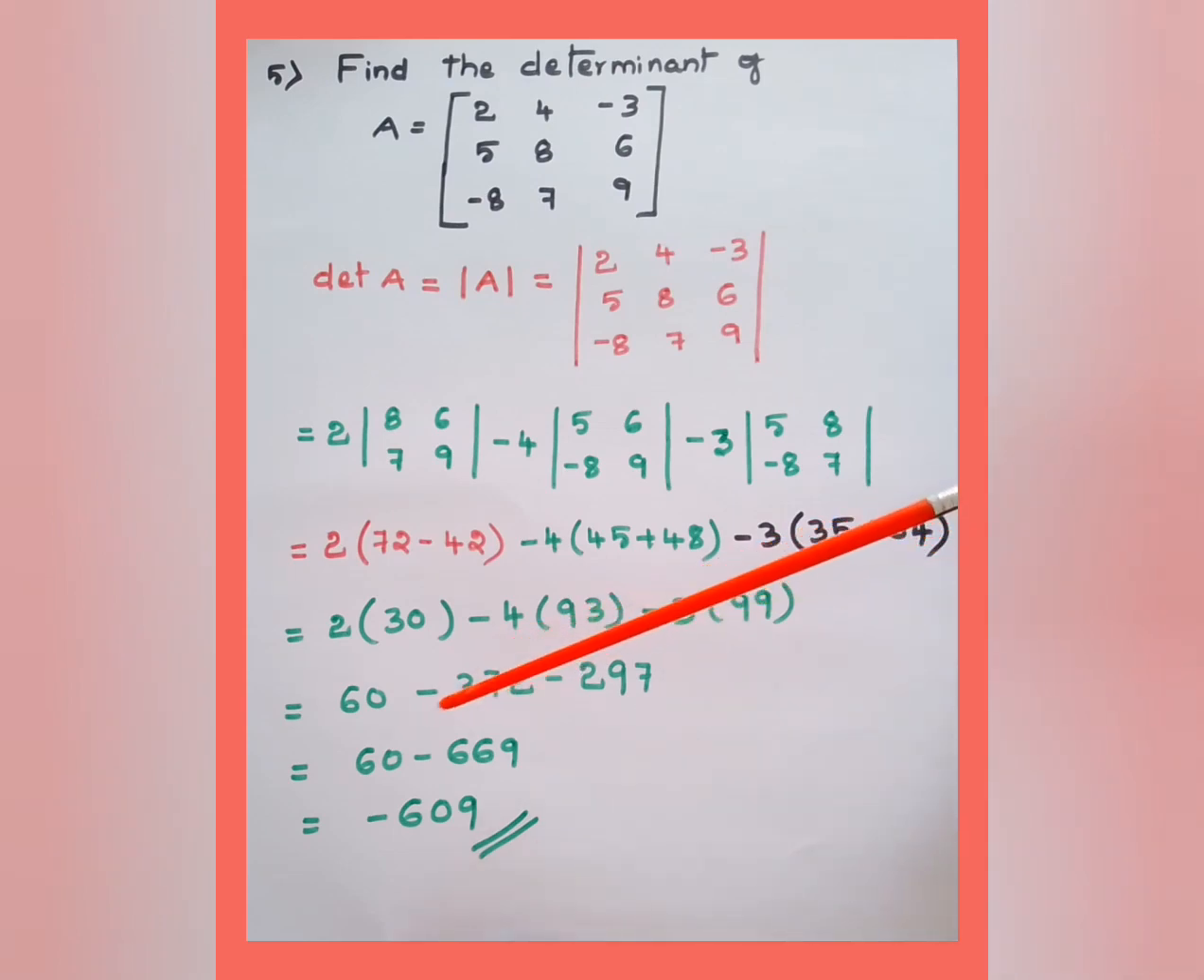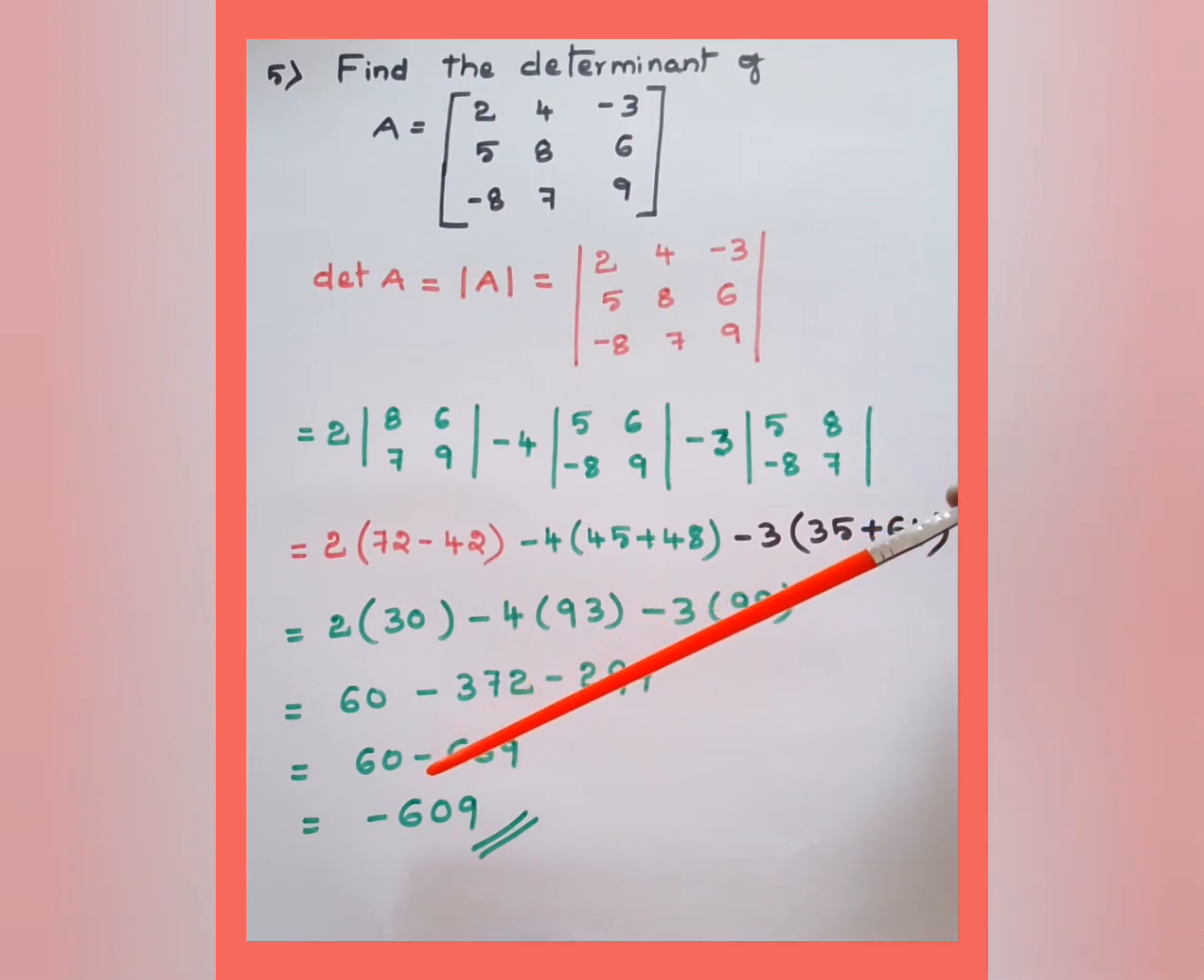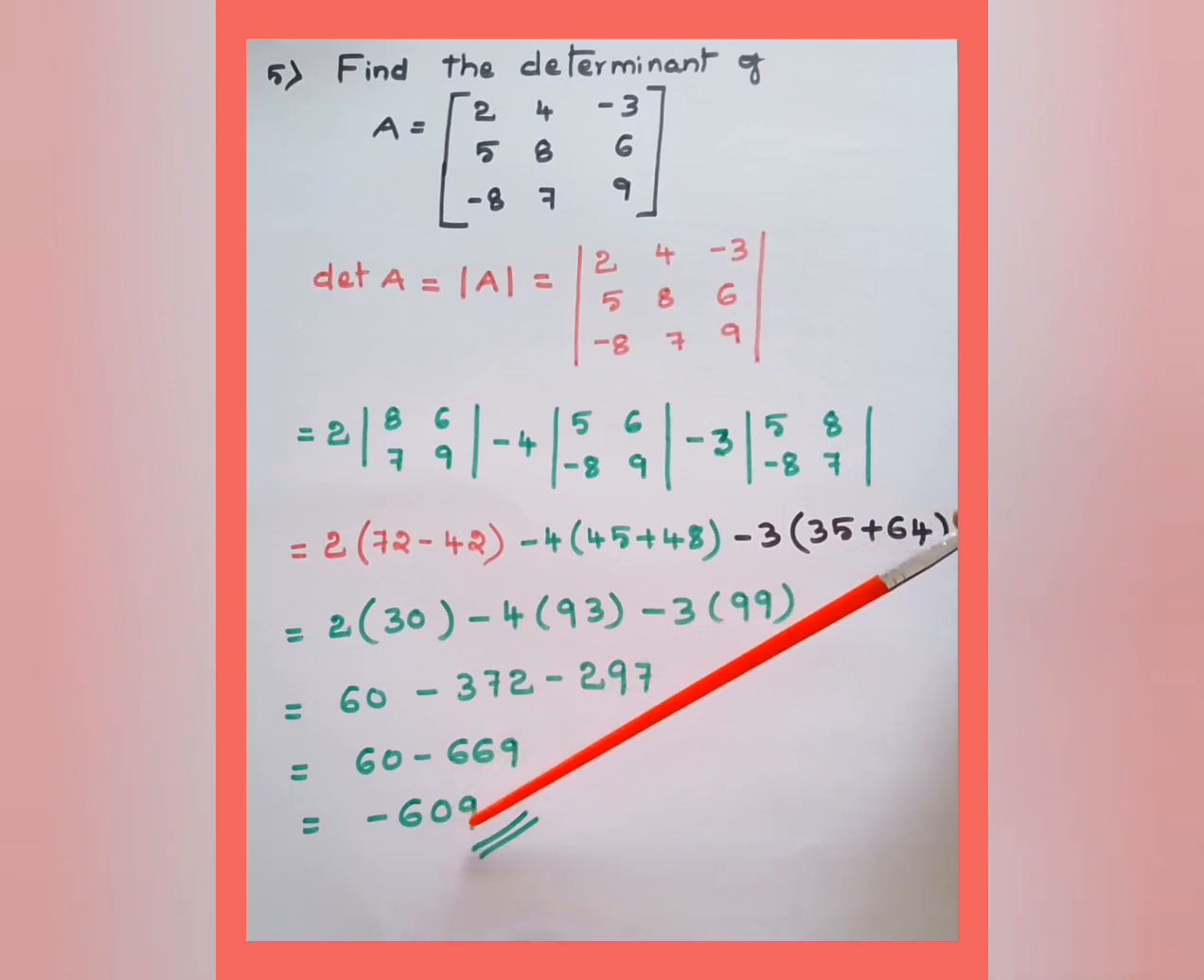2 30s are 60. 4 into 93. Plus, minus into plus is minus, 372. Next one, minus into plus is minus, 3 into 99, 297. Which is equal to 60. These two with same sign, so add and put the same sign. And next number, on simplifying, we get different sign. Numbers with different sign, subtract 669 minus 60 gives 609 with a greater number sign, that is minus.